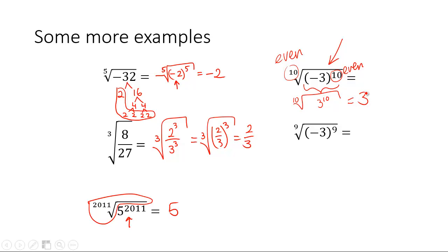well, that's 3. Now in this case, this is an odd exponent and index. So even if you evaluate this, you'll actually get a negative answer in here, and then 3 to the 9. Because you're taking the 9th root, your answer is then negative 3.